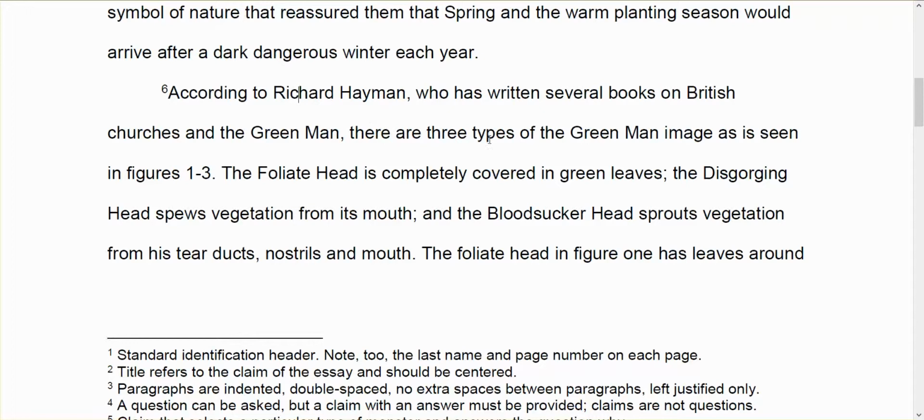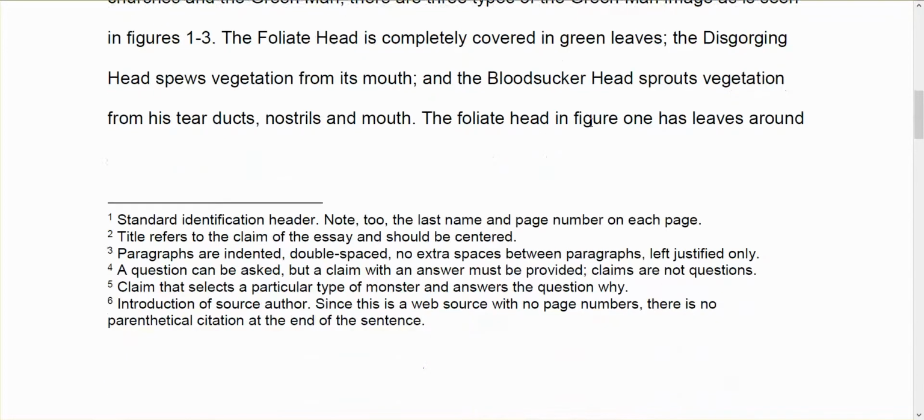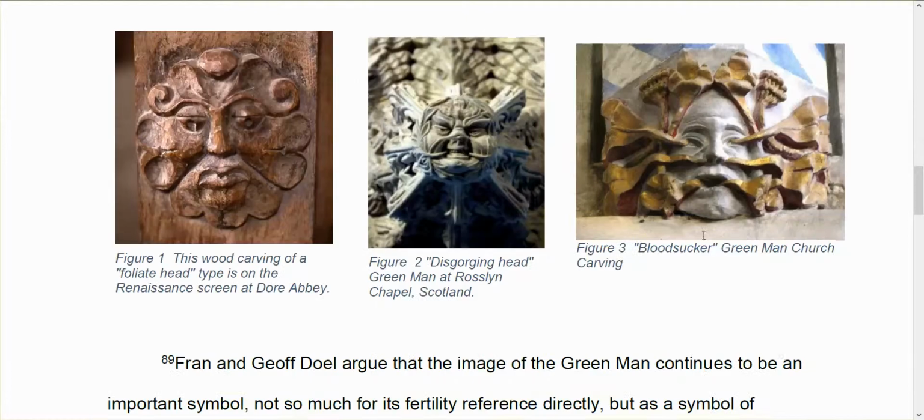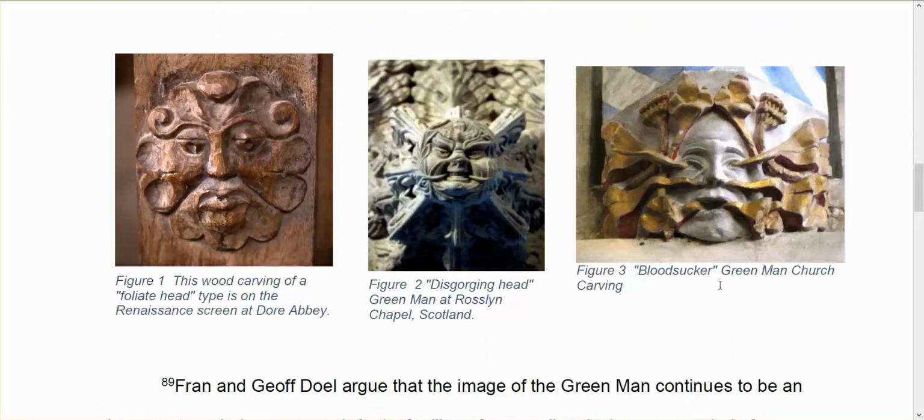There are 3 types of the Green Man image as is seen in figures 1 to 3. So we have figures. You're going to include either one image or whatever. I've got 3 different kinds of green man heads here. So I needed 3. So whatever images you need are fine. And you need to refer to them. You'll have the images, 1, 2, 3 images.